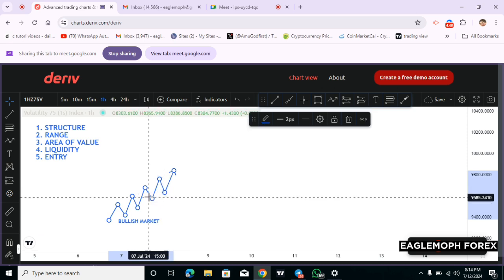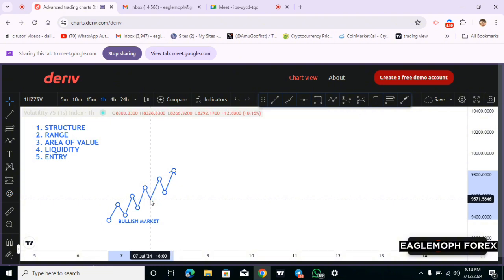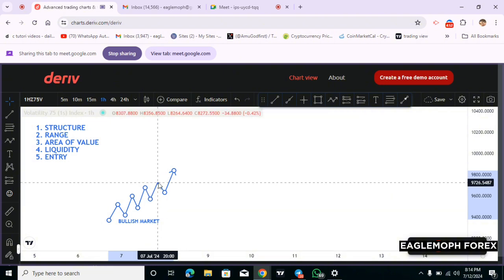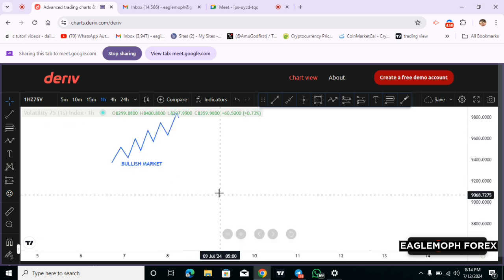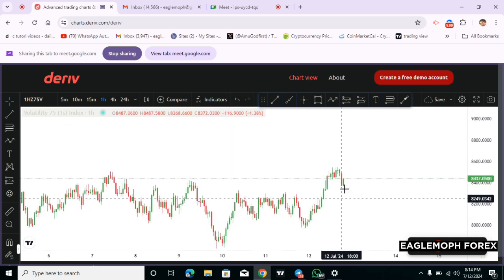So the first thing you should look out for when you open your chart as a trader is ask yourself, is this market bullish or bearish? That is, is the market buying or selling? And it's not just by one candle. Let me show you a chart here. Not just by, okay, the current candle now is showing green, so this market is bullish.